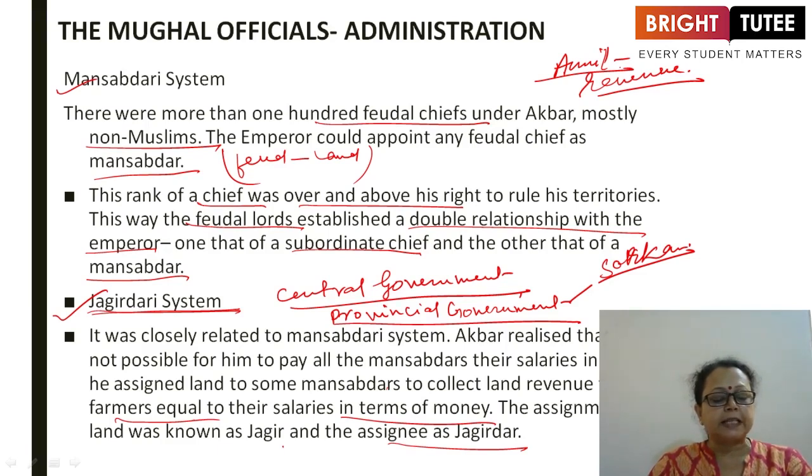So in most of the cases, in the village and provincial capital, there were three types of courts: the Subedar's or Nazim's court, the Diwan's court, and the Qazi's court. Now the justice was also divided into three parts. The first is the Subedar's court, then the Diwan's court, and the Qazi's court.